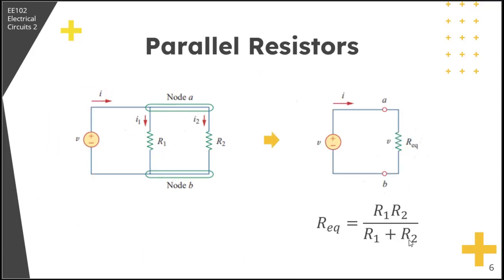Okay? This shows us that we can combine two parallel resistors into one equivalent resistor whose resistance value is equal to the product of their resistances divided by the sum of their resistances. Remember, R equivalent is R1 times R2 over R1 plus R2. But take note that this applies only for two resistors in parallel. This is the formula.